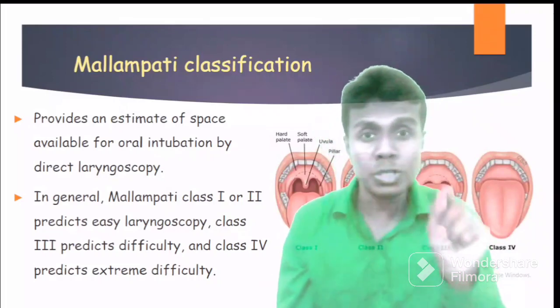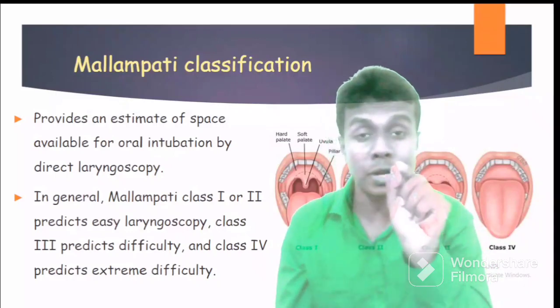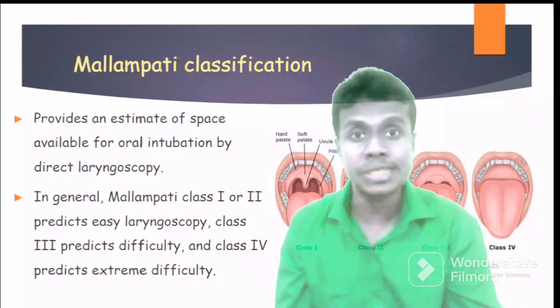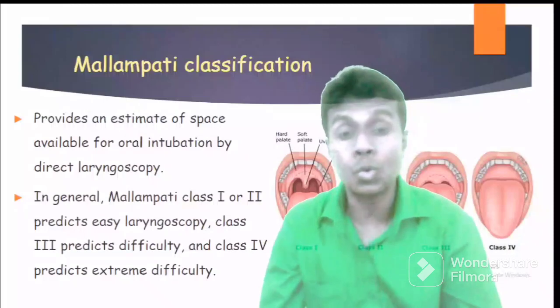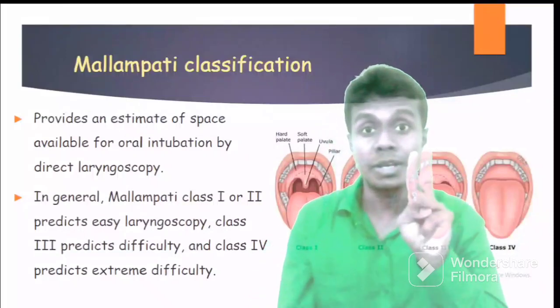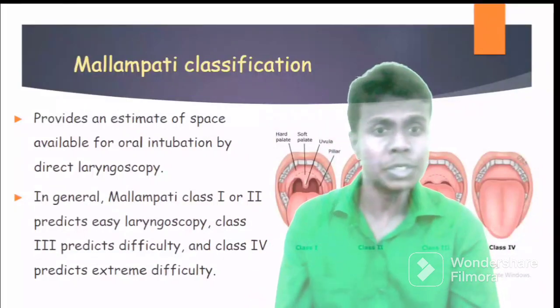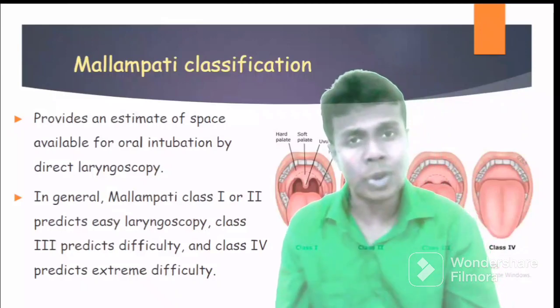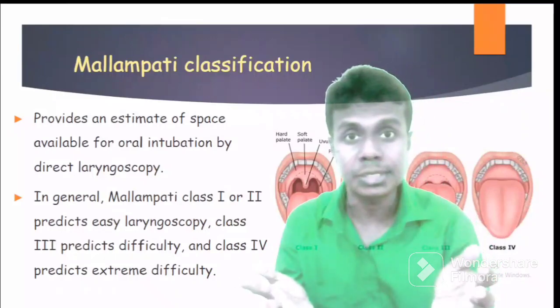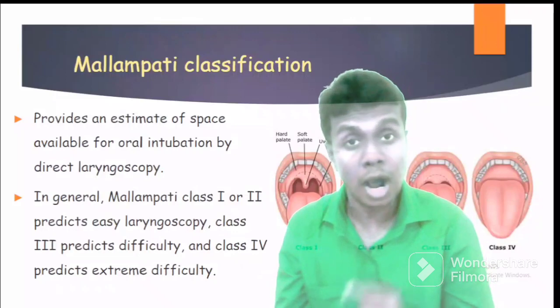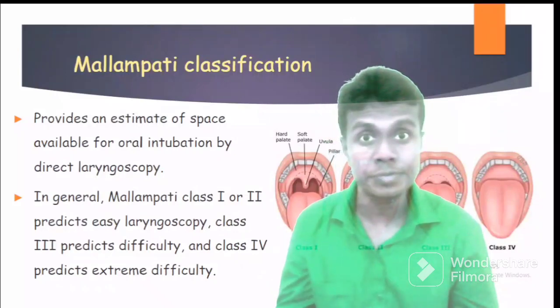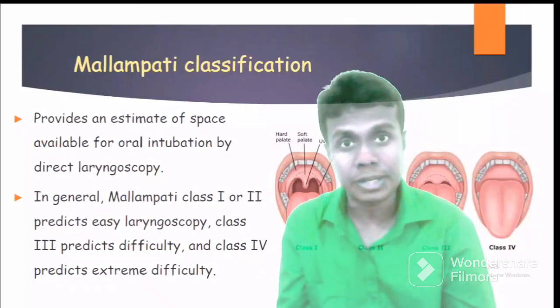If you can see all the structures, but part of the uvula you can't see, the tip of the uvula you can't see, that is Mallampati grade 2. You can't see the whole uvula, but the rest of the structures, that means tonsillar pillars, hard palate and soft palate, you can see. That is Mallampati grade 3.